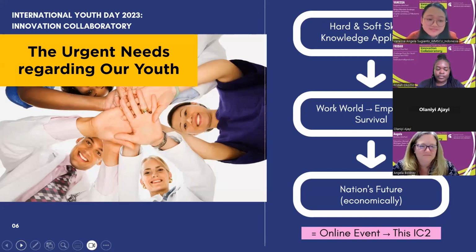So this is our concern. We have this urgency regarding our youth. What is it? So the urgency is we must be aware that hard skills, soft skills, and knowledge application are three elements that are very significant to be had by our youth. Then when we talk about youth, we can refer them as university students like me. Therefore, after graduating from our college, we will enter the world of work.